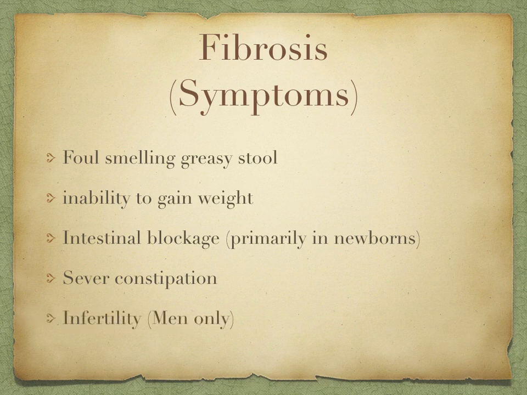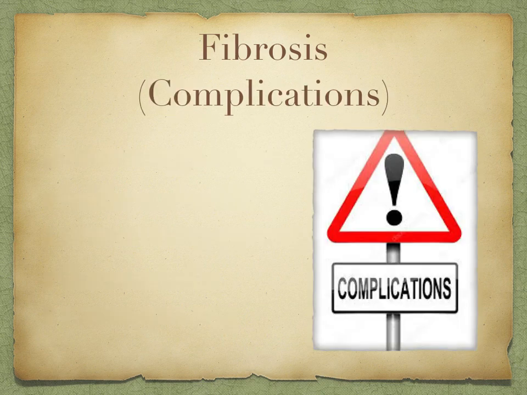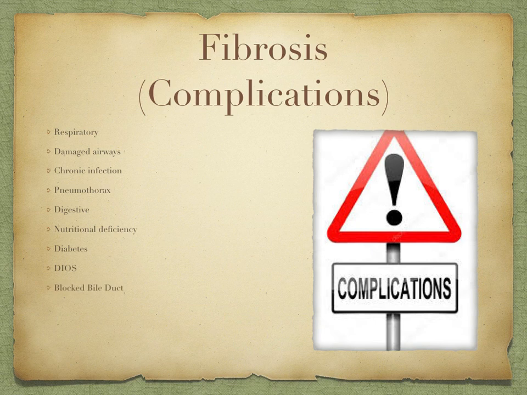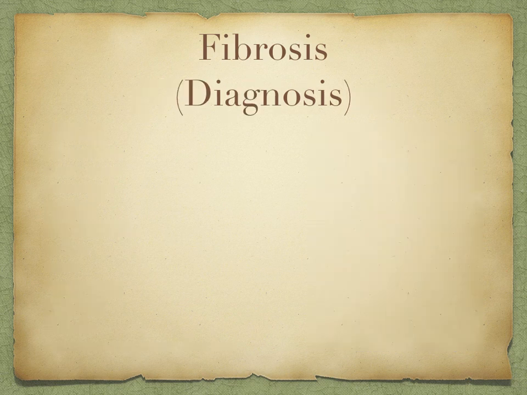Also, we will see infertility in men only. Some of the complications from cystic fibrosis can be respiratory complications, damaged airways, chronic infections, pneumothorax issues, digestive issues, nutritional deficiencies, diabetes. What else we got here? Blocked bile ducts, reproductive issues, infertility in men, and others can be things like osteoporosis and dehydration.